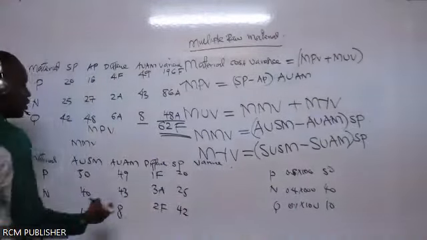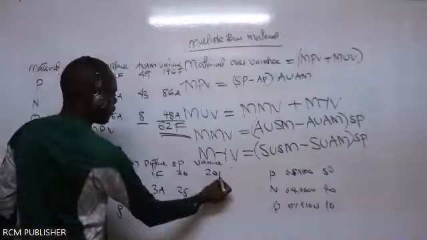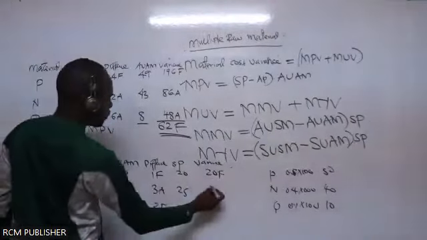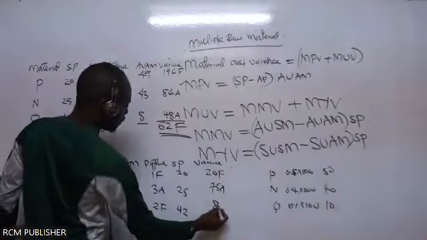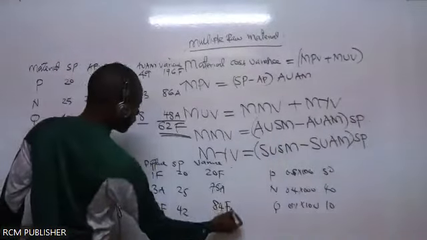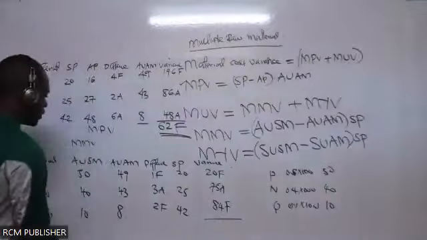Variances now. 1 times 20 will be 20F. 3 by this will be 75A. 2 by 4 will be 84F. Let us get the variance.